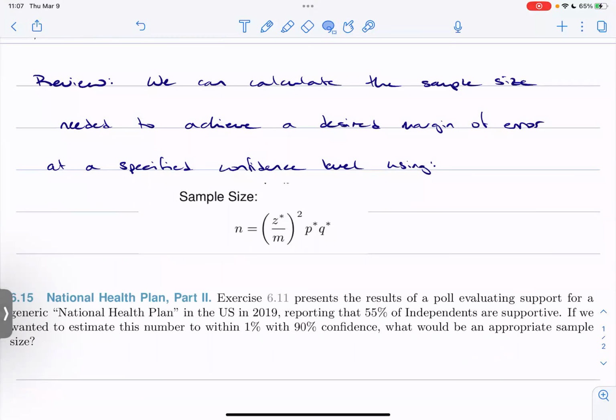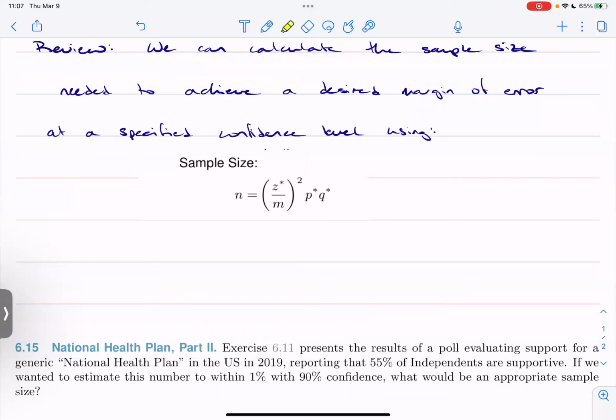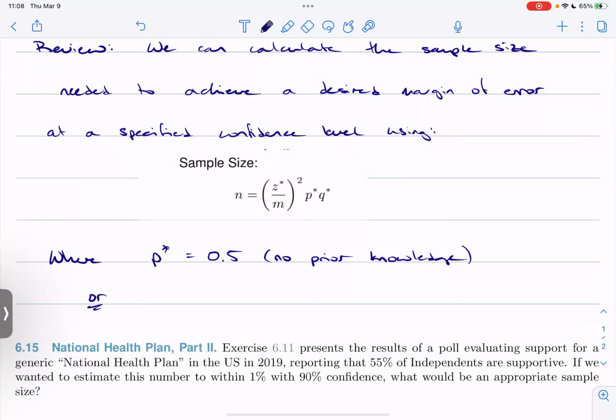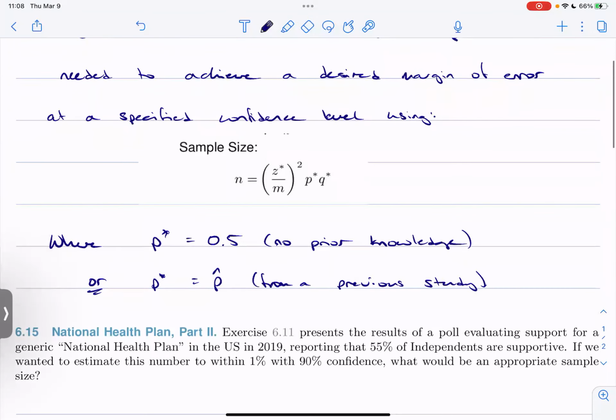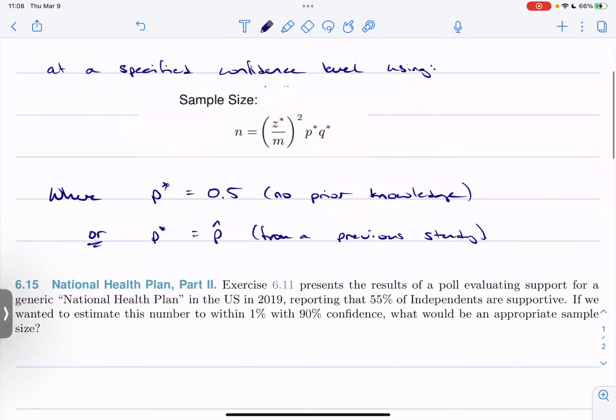Where we have two options for P star: P star is 0.5, with no prior knowledge, or P star is equal to P hat from a previous study. So now we can do this exercise.